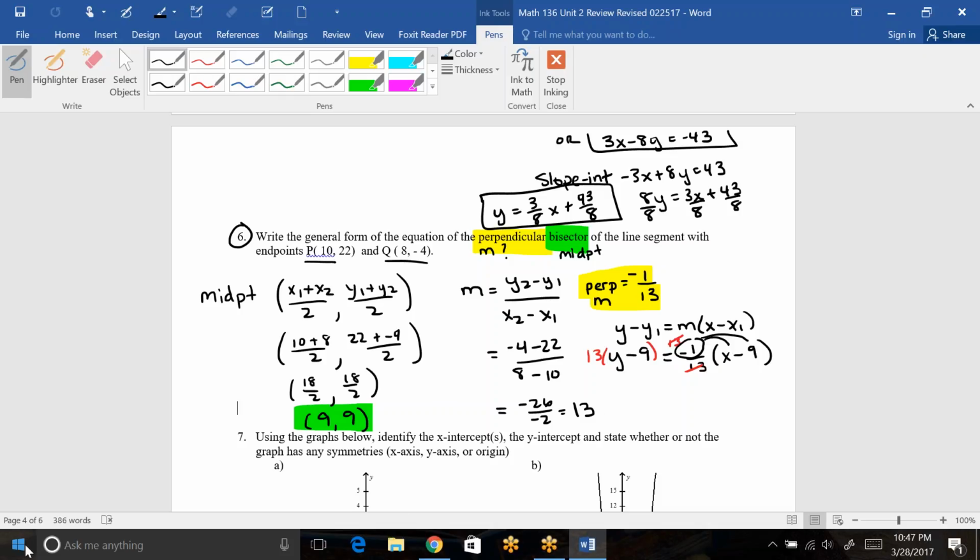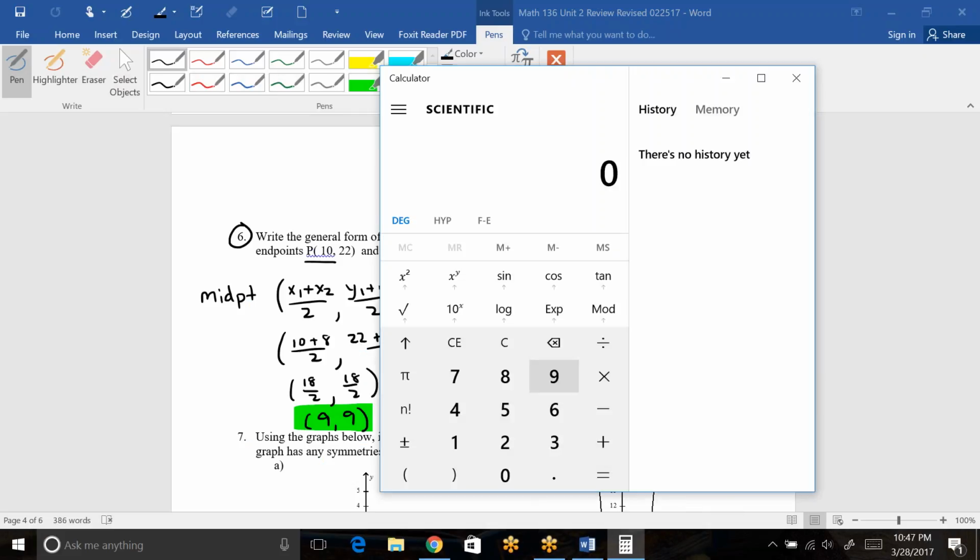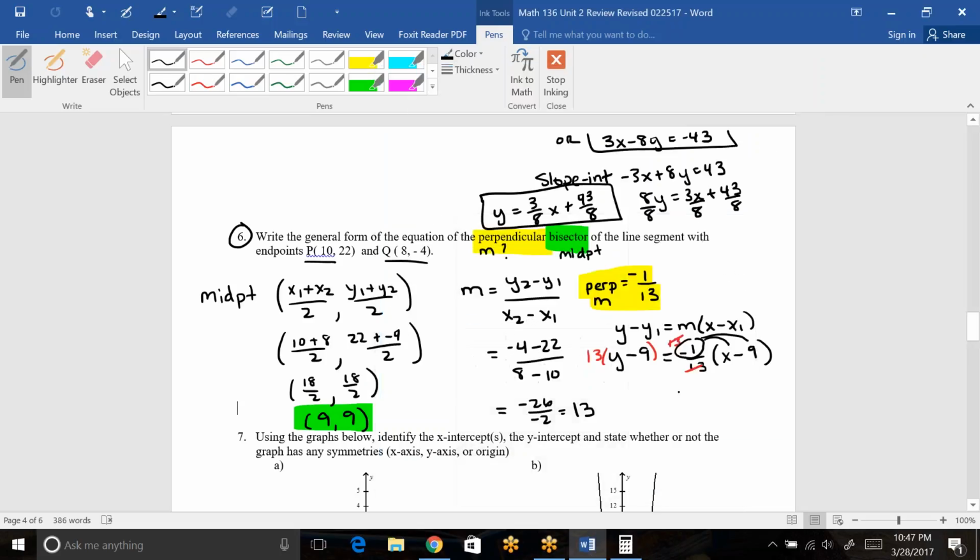So I need to distribute 13 to everything on the left side. 13 times 9 is 117. So this will be 13y minus 117. This is a negative 1 times both of those, so that'll be negative x and positive 9.